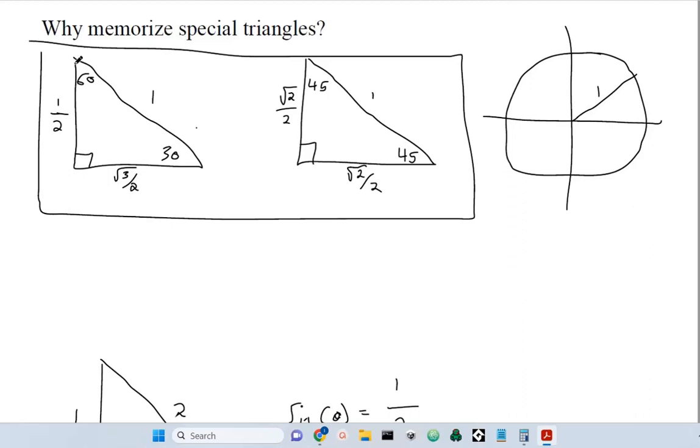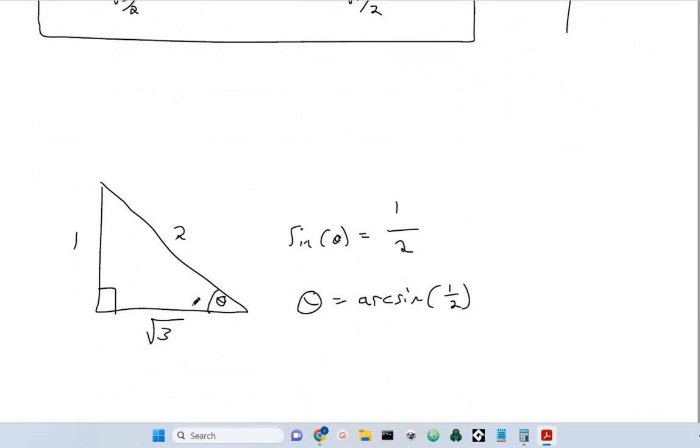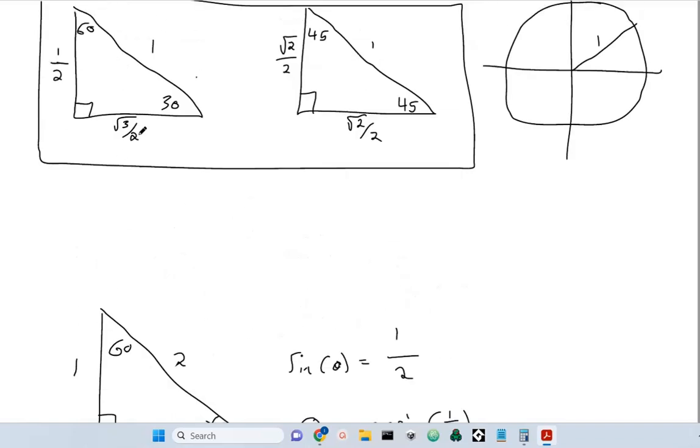We've all just decided to draw them in the unit circle, but you could memorize these values with different triangles. This is 30 and this is 60, and you've still got the same answer for theta regardless of the situation.